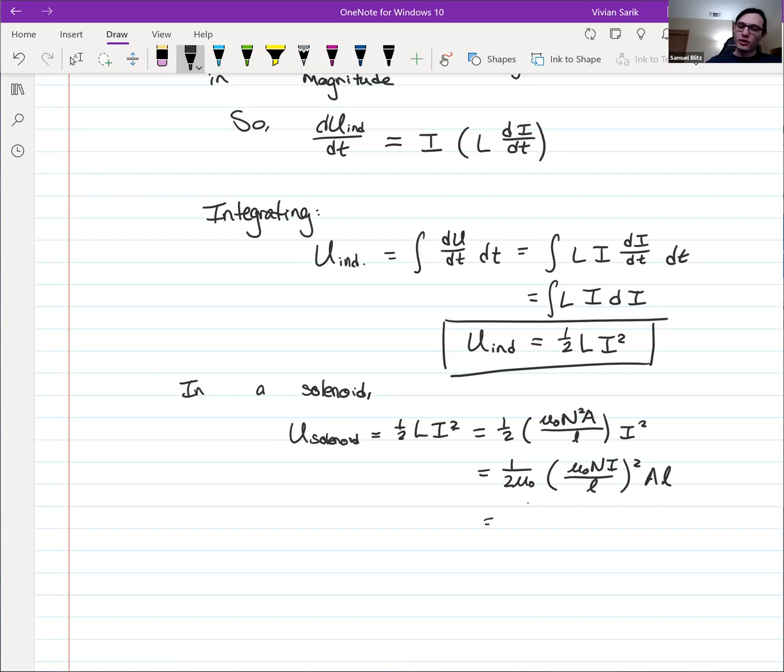So simplifying more, this is 1/2 mu naught. And now we have inside here the magnetic field. So this is B squared times AL. This term is the volume of the solenoid.